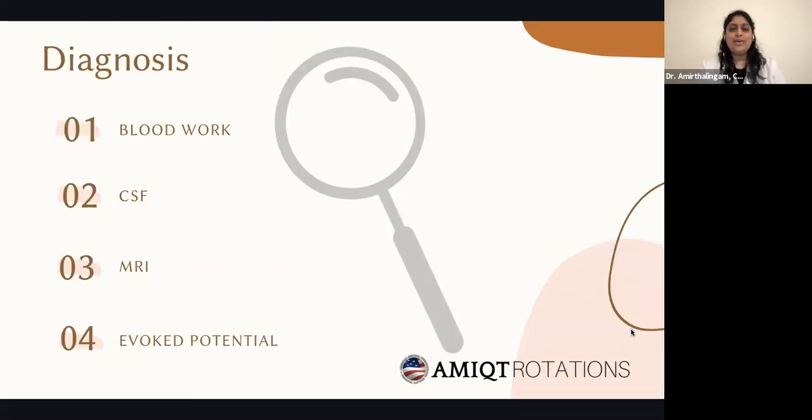So the diagnosis. We know that the symptoms can come and go. They're in different points in time and different points in space. So how exactly can we make the diagnosis of multiple sclerosis? There are 4 important things to keep in mind: blood work, CSF, MRI, and evoked potential.